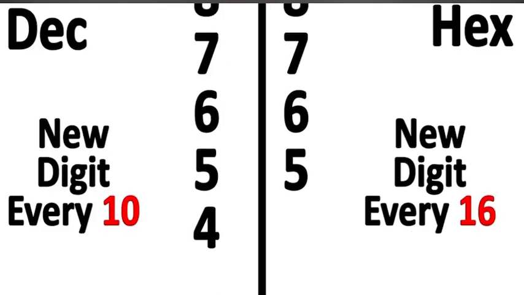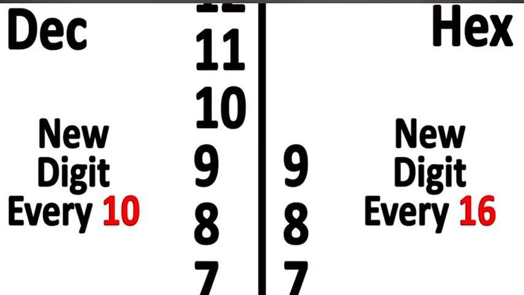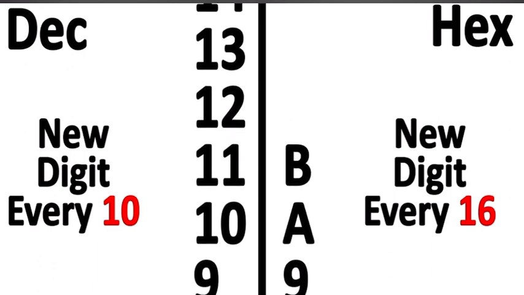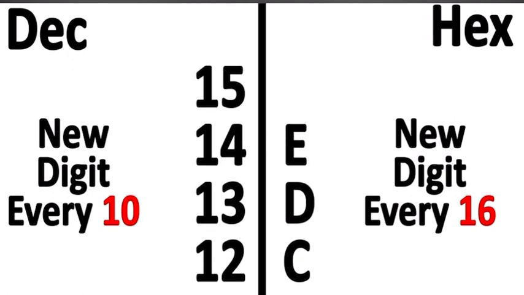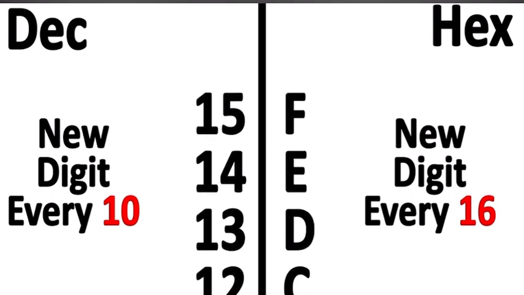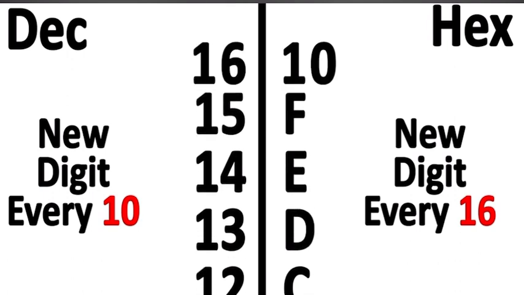Because we only have the digits 0 through 9, hexadecimal represents the numbers 10 through 15 by using uppercase letters. So counting up past 9 in hexadecimal would sound like 7, 8, 9, A, B, C, D, E, F, and then we add 1 to the left column and start again from 0. Hexadecimal is very common in computers because it relates well to binary.